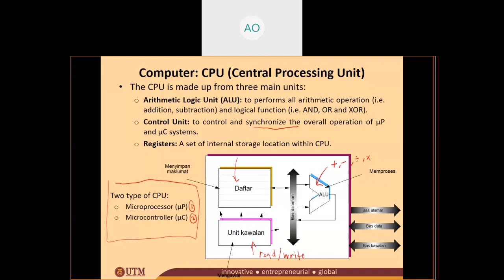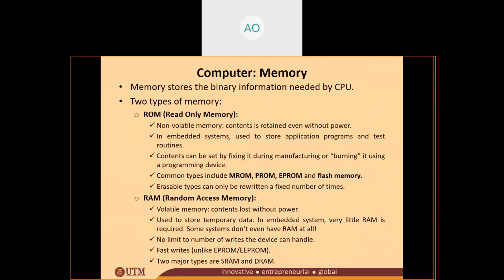Ada soalan? Okay. Next, we go to the memory. Computer tadi, you have three main things that you need for every computer: CPU, memory, and I/O. Memory is used to store the binary information needed by a CPU. There are two types of memory, ROM and RAM. You already learned this in digital electronics, so I won't cover the details here. You can refer to your digital electronics notes.